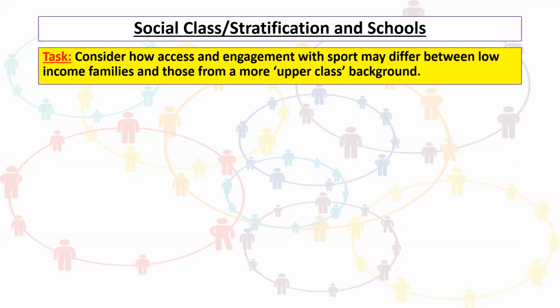If you consider how access and engagement with sport might differ between low-income families and those from a more upper-class background. Pause the video, take a minute or two to think about it, try and note a few things down. What are the sorts of things that might dictate the sports and the level of engagement in sport between someone from a lower class family and someone from an upper class family? What are the key differences?